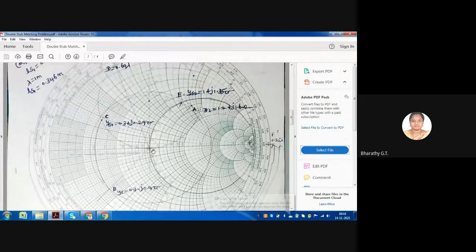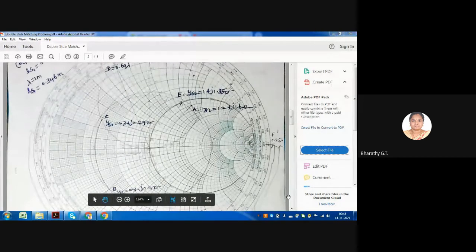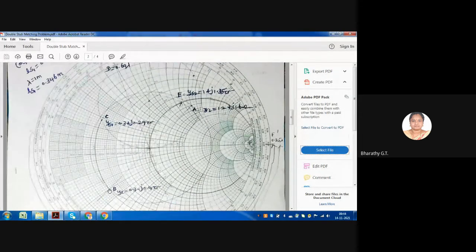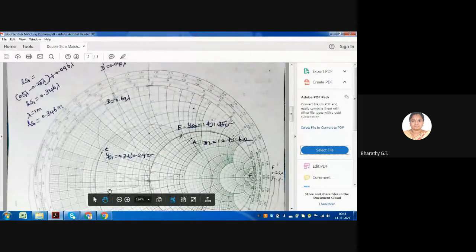What is this point B called? Point B will give you the load admittance. Initially we marked the load impedance; exactly opposite to the impedance value, you will have the point B. So B corresponds to the load admittance. What will be the value at B? Tell me what is the value at the point B?